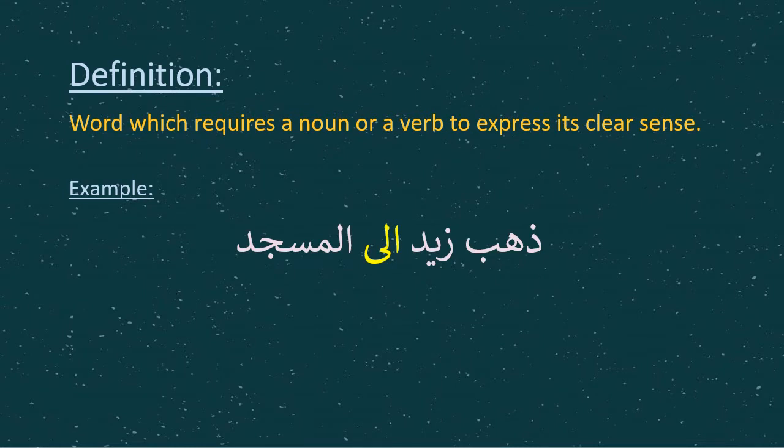So here the word ila is highlighted. It means to or towards, but even though we know the meaning of ila, it is not creating any sense. But here it is used in a sentence with nouns and with a verb. The example is ذهب زيد إلى المسجد. Zaid went to the masjid.